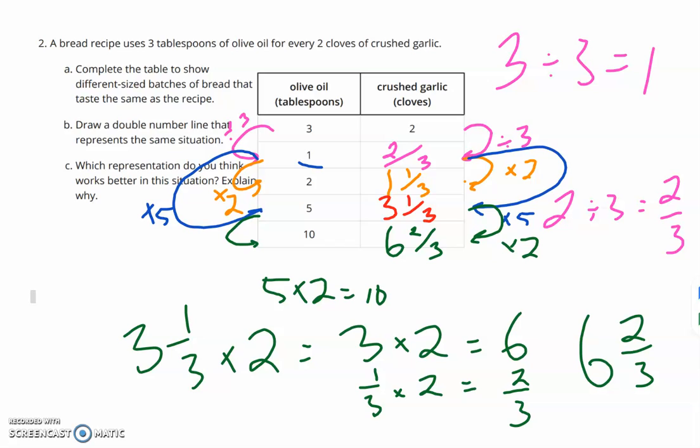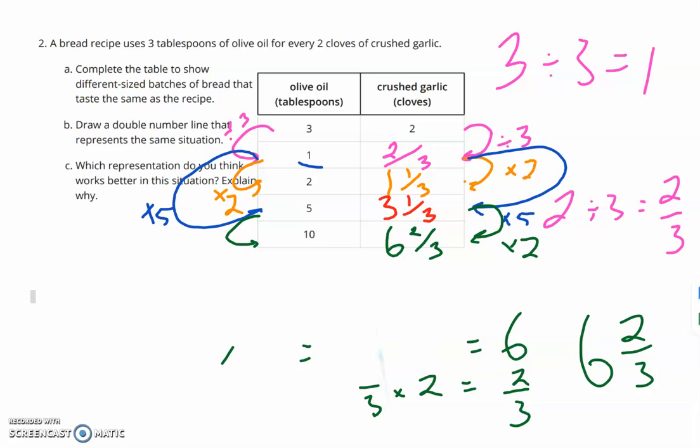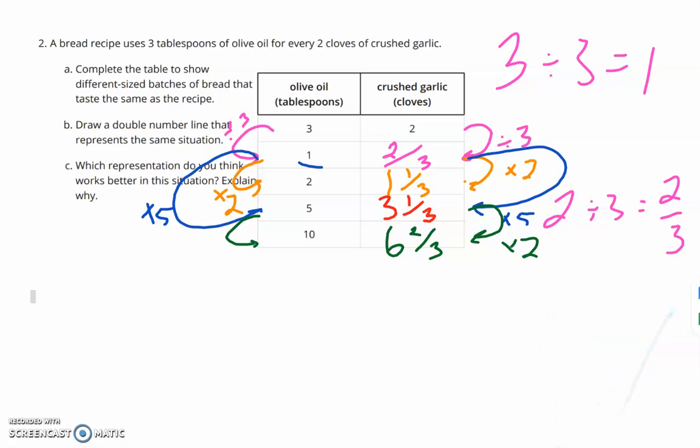All right, there we go. That's a lot of fractions. Holy smokes. I need to make some space again. That was just letter A. Letter B says draw a double number line to represent the same situation. This might be easier. I'm not really sure yet.